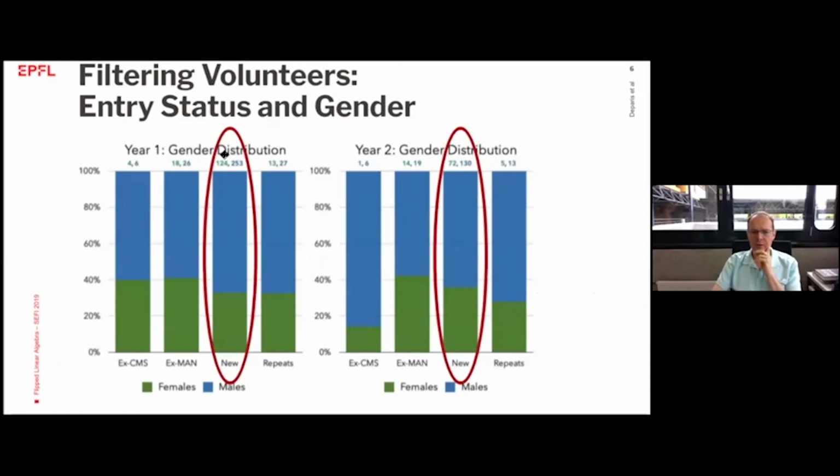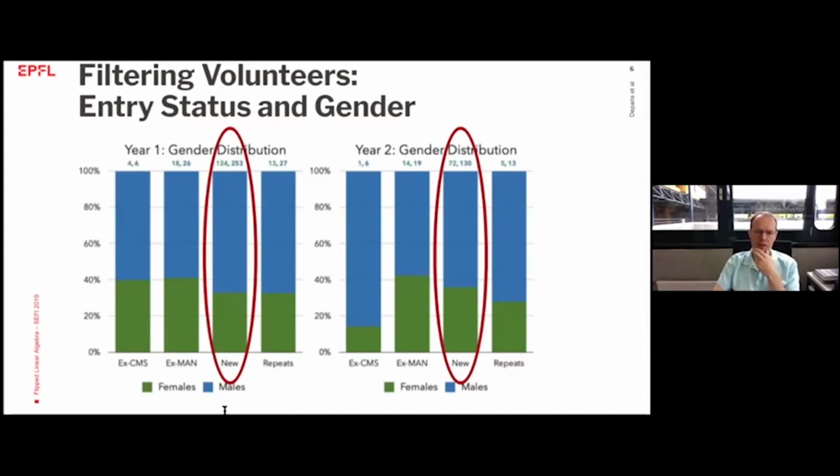And so for year 1, we see there are at least 4 macro populations. One is those that come from CMS, others that come from MAN, and others are repeaters. But we focus on new ones, because there are students who already faced EPFL and may also have some previous knowledge that is much different from the new. But in the end, we see from the numbers here, 124 and 253 women and men students, and the other numbers are smaller.